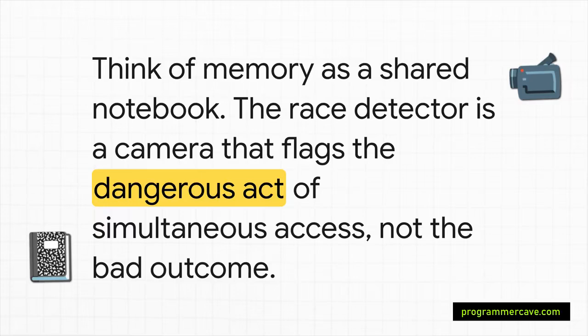So how does it even work? Well, here's a pretty simple way to think about it. Imagine your computer's memory is just a shared notebook. The race detector is like a security camera pointed at that notebook. It doesn't wait to see if the handwriting gets smudged and unreadable. The very moment it sees two people trying to write on the exact same line at the exact same time, it sounds the alarm. It flags the dangerous action, not just the bad result.